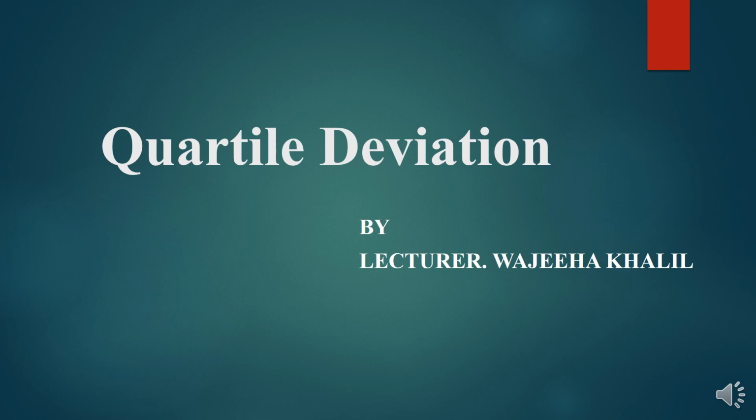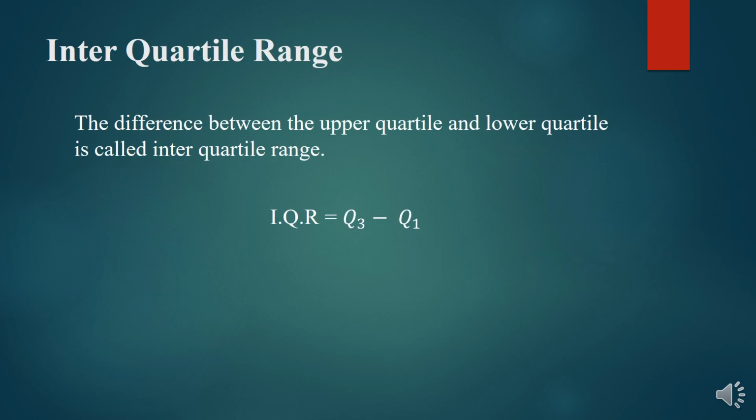So in this video we will learn what is quartile deviation. The quartile, as you know, is a measure of dispersion. As you know, you studied about the absolute dispersion and the relative dispersion. So the quartile deviation is one of the absolute dispersions.